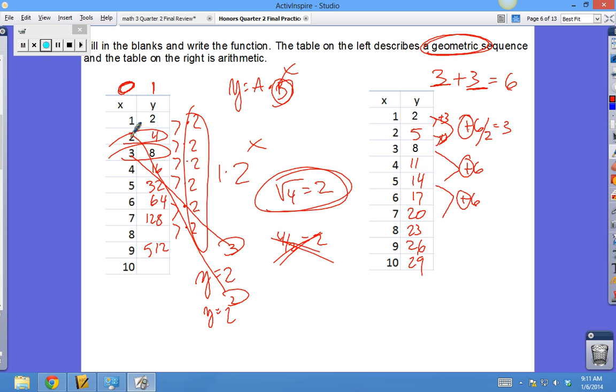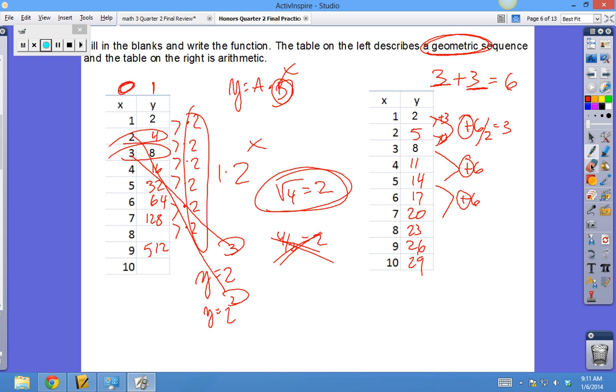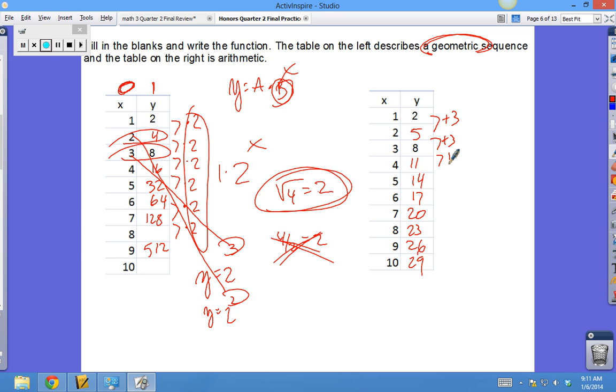The linear model. Let's review one real quick. So we are growing every time by plus 3, plus 3. Now my linear model is y equals mx plus b. That is 3. That's your growth. So my rule is going to be times by 3.